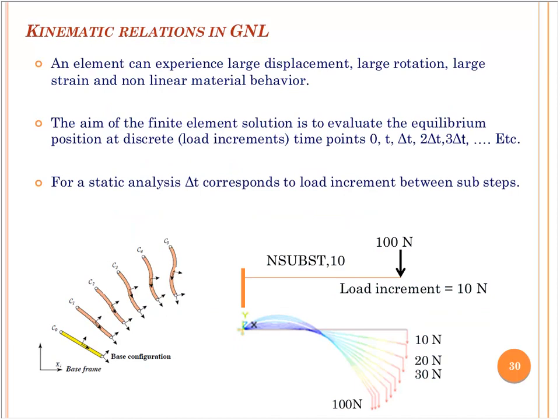Here is an example. Say I have a cantilever beam subjected to a 10 Newton load. If I am solving this in 10 substeps, at first it initially applies the 10 Newton load and it calculates the deformed position. Based on this deformed position, it recomputes the stiffness matrix. Then it applies an additional 10 Newton of load and we are solving this in an incremental way. At every stage, based on its orientation and based on its stress state, it will recompute the stiffness matrix.